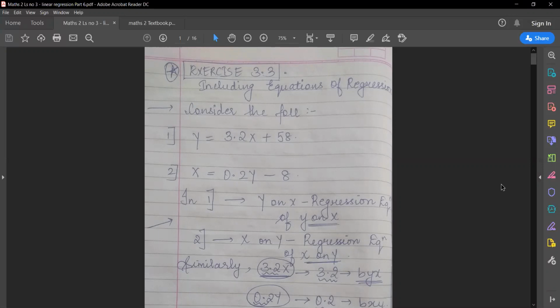Up till now, class, you learned how to find out regression coefficients. Then we used to find out the regression equations of x on y and y on x. Now, in this particular exercise, the equations would already have been given to us. And they have told us to find out the mean values or find out the regression coefficients when you will be having the regression equations already.